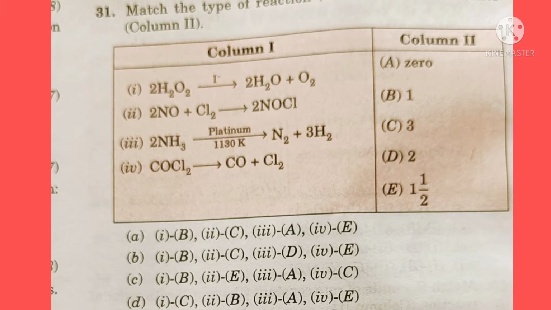With the order given below. So hydrogen peroxide decomposition is a first order reaction, so 1B. 2NO plus Cl2 is a third order reaction, 2C. Ammonia at platinum surface decomposes is a zero order reaction, so 3A. And COCl2 gives CO plus Cl2 is a fractional order, 1.5, so 4E. Option A is the correct answer.